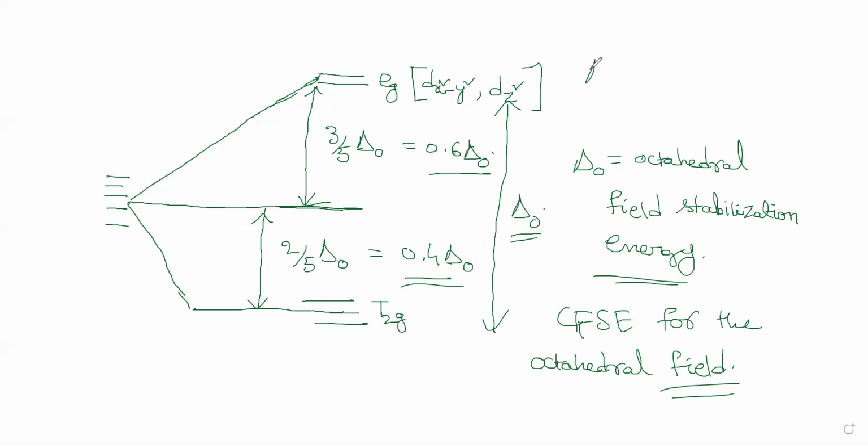You see, this is 0.6 delta naught for the eg set and 2/5 of delta naught, that is 0.4 delta naught, for the T2g set. Is this clear? So 0.6 plus 0.4 is 1. Can you tell this once again? Yes, definitely. We'll do that one more time.